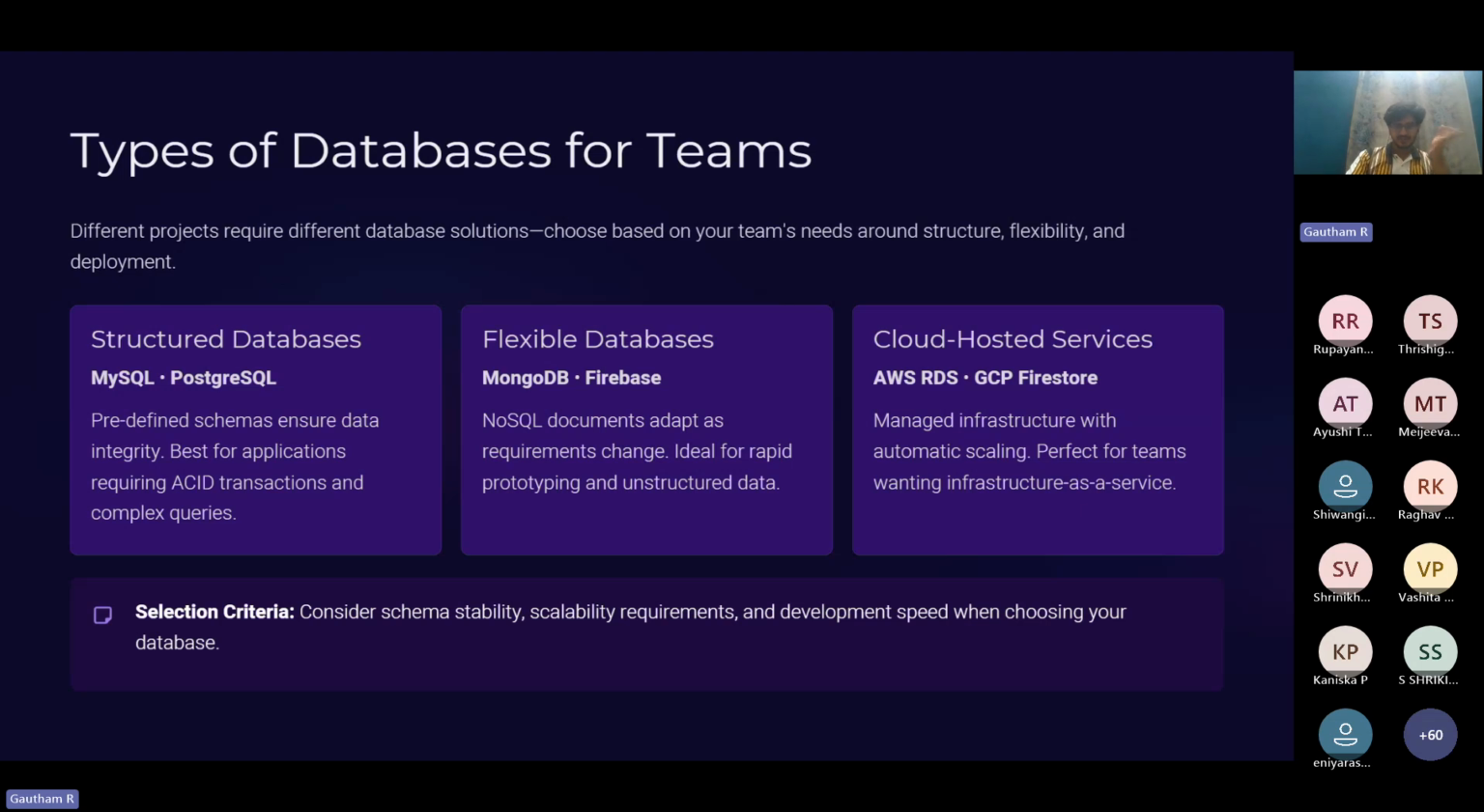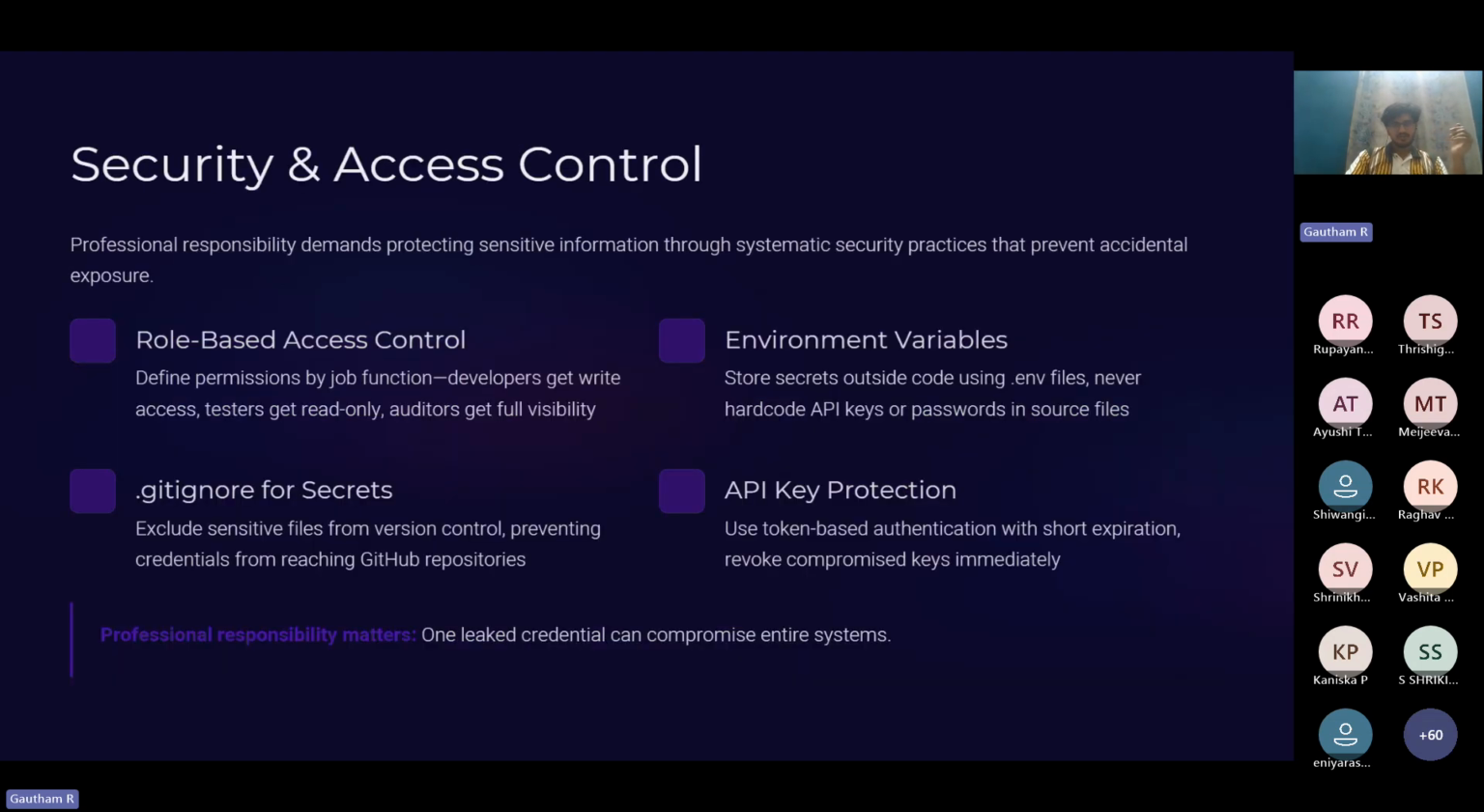And then there are different types of databases, and also we have different security and access controls like RBAC. And .gitignore is very important if you want to hide sensitive files from being uploaded to the repositories. And API key protection, you have to use it, especially when you are working with paid tools. If someone misuses your API key, you are going to be the one to pay finally.